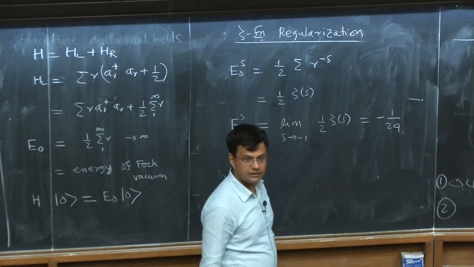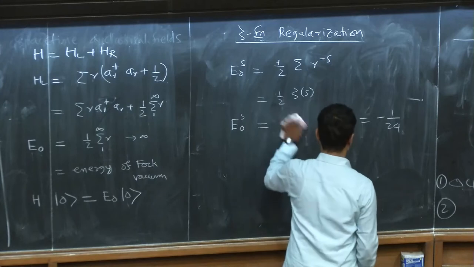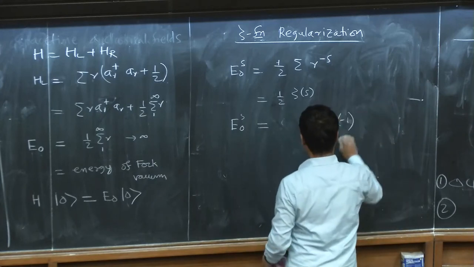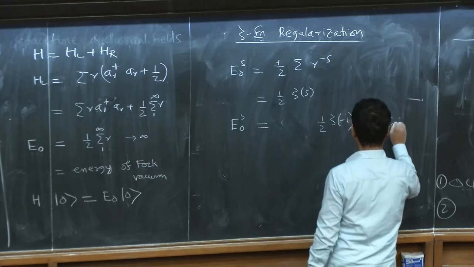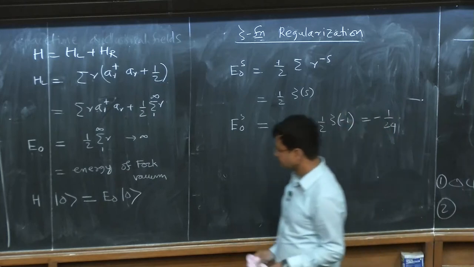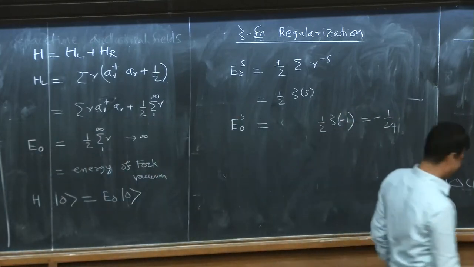Because the zeta of minus 1. Yeah, you have to do an analytic continuation. There is a pole, so it's not. No, there is no pole at s equal to minus 1, sorry.